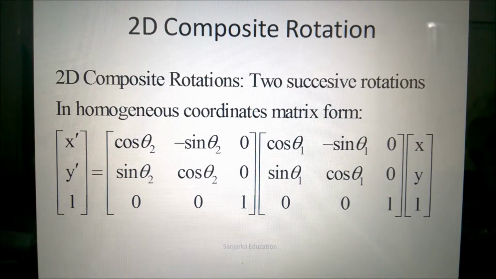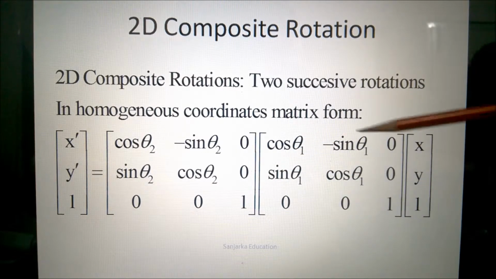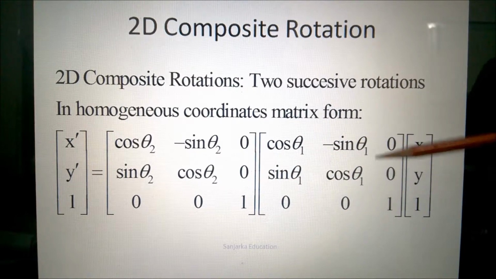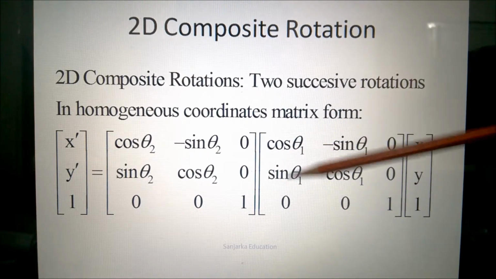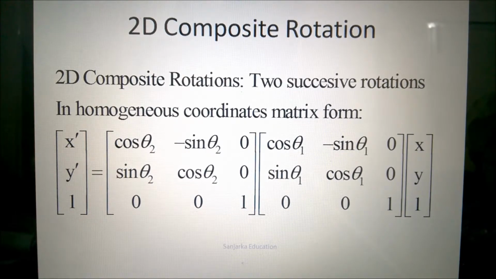Now we'll discuss two-dimensional composite rotation. That means a particular point has been rotated through an angle theta 1, then again rotated through an angle theta 2. Then what will be the final coordinate of the point? That is our discussion. Now you can see we are considering the homogeneous coordinate matrix form. This matrix is the transformation matrix for the first rotation of theta 1 of the point xy.